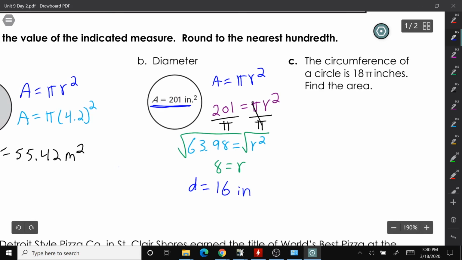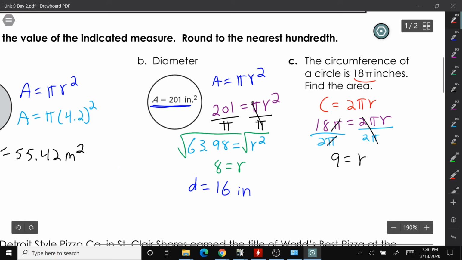Okay, then example C, we're given the circumference is 18 pi, and then we're asked to find the area. Well, remember, circumference is 2 pi r. The circumference is 18 pi, so that equals 2 pi r. And we can divide both sides by 2 pi. The pi's will cancel, and 18 divided by 2 is 9. So the radius is 9.